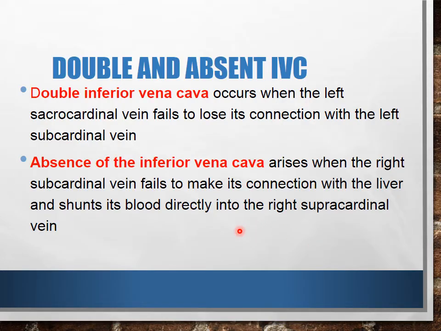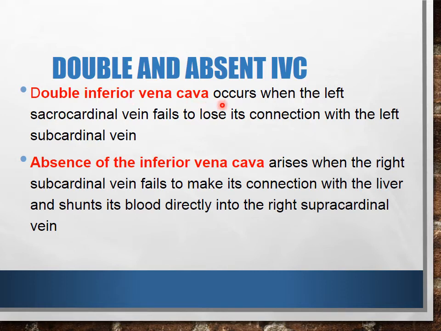So keeping in mind the previous slide on the development of the veins, you can easily understand the anomalies and the congenital problems associated with the venous system. So you have studied the development of the inferior vena cava, that it develops from three sources. The right hepatocardiac channel is giving the hepatic segment, the right subcardinal vein is giving the renal segment, and the right sided sacrocardinal vein is giving the sacrocardinal segment, which unite together and make the inferior vena cava.